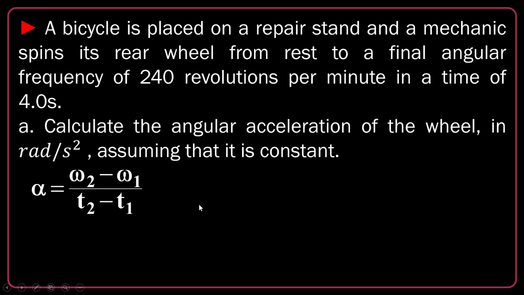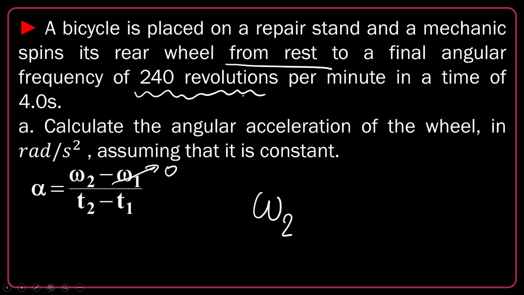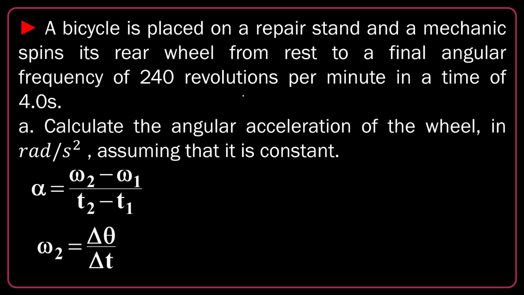In the question, I see that it starts from rest, so omega 1 is 0. But what is omega 2? Omega 2 is a little bit weird. It's 240 revolutions per minute. Omega normally is not reported like that. So let's find it like this. This omega is delta theta over delta t.